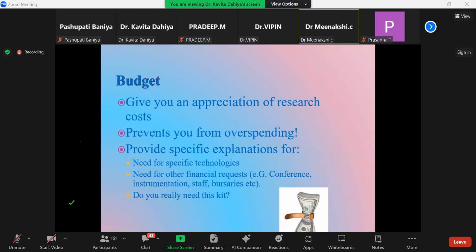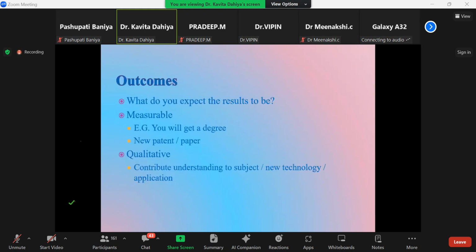Give your appreciation of the research cost. Prevent yourself from overspending. Again, this money is influencing your spending in your study. Provide a specific scientific explanation for the need for specific technology, and other financial requests, meaning if there is any conference or instrumentation or staff or bursaries, you need to consider them.